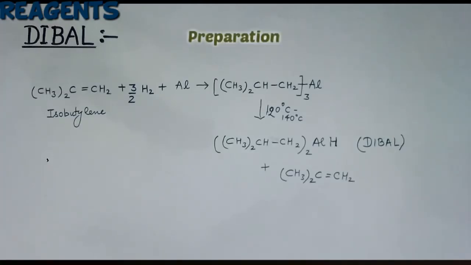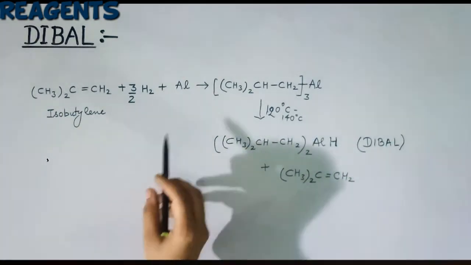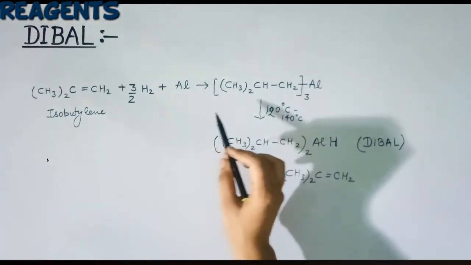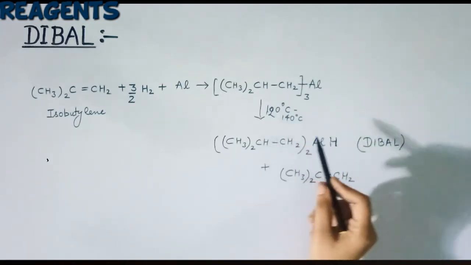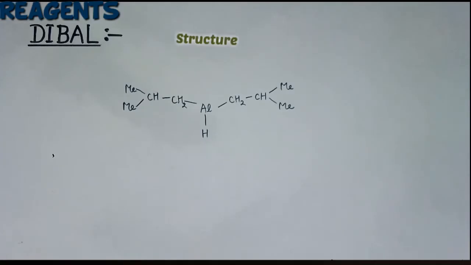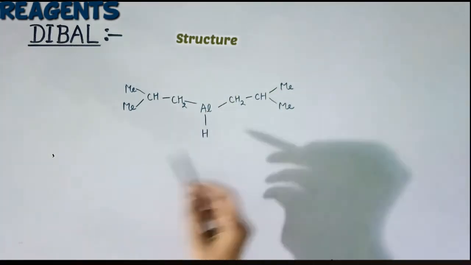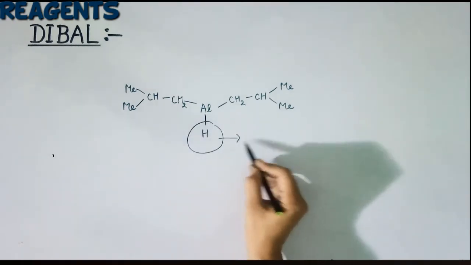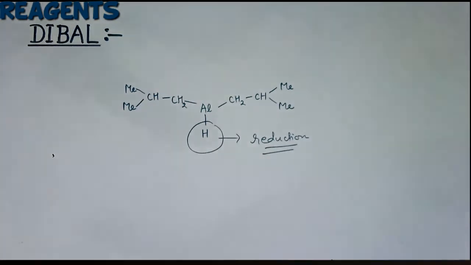So first we will learn the preparation of DIBAL. So here you can see this is isobutylene, and when it is reacted in the presence of aluminium and hydrogen is passed over it, this type of complex is formed, that is triisobutylaluminium, and when this is heated to 140 degrees Celsius, the compound DIBAL is formed. So here DIBAL is before you. You can see these two are the bulkiest groups attached to the aluminium atom, and this is hydrogen. This will perform reduction by nucleophilic addition.